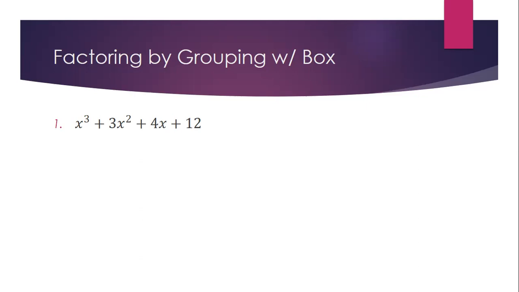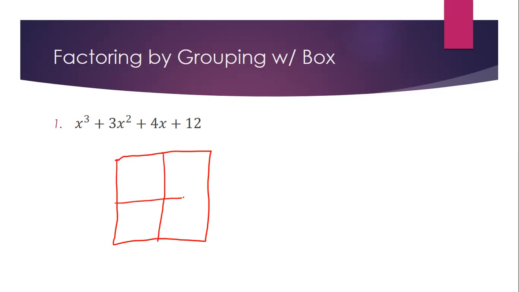If you struggle with traditional grouping, you can use the box. With the box, you just want to make sure you're putting things in order, going left to right, top to bottom. You're filling it in this time. So we have x cubed, 3x squared, 4x, and 12.